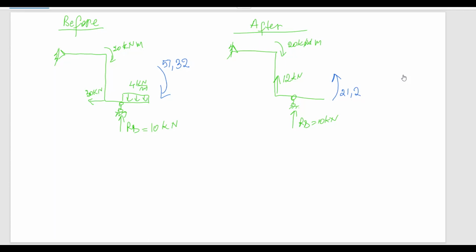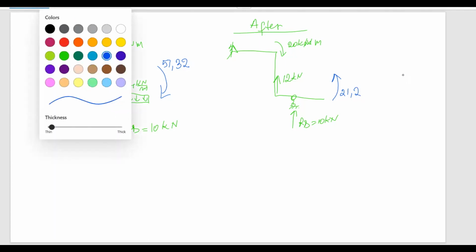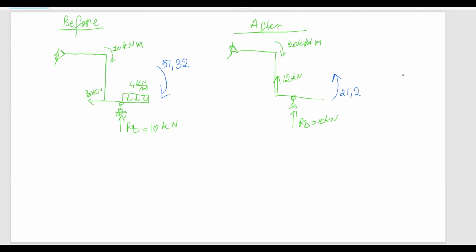In order for these two to be equivalent, first we're going to bring this to 0. So I'm going to apply a moment going downwards of 21.2. So that's going to bring this to 0. And then in order for them to be equivalent, I'm just going to add plus another moment going downwards of 57.32. And of course, the units are kilonewton meters.